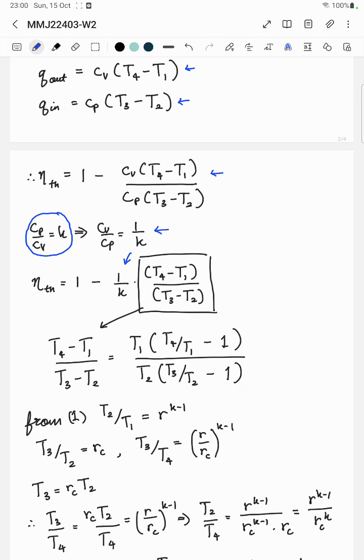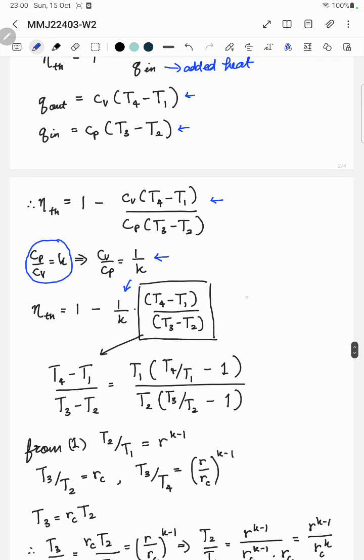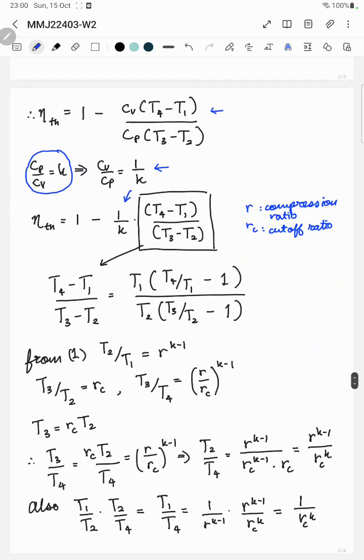Now, this is where the tricky part begins for the diesel equation, because we don't have a nice multiplier to begin with, but we do have our compression ratio and our cutoff ratio, rc. So this is our compression ratio, and this is our cutoff ratio. So the best way to attack this type of problem is to turn everything into ratios so that we can convert it to the volume ratio instead.